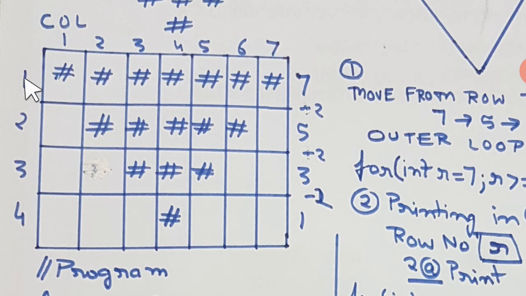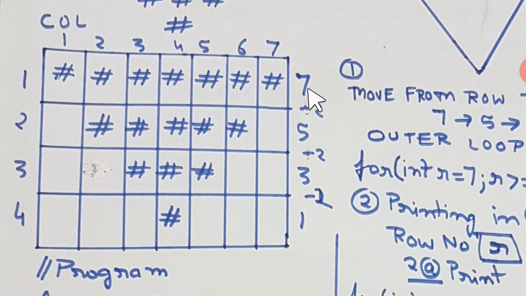In the first row 7 hash symbols have been drawn, in the second row 5 hash symbols are there, in the third 3 hashes, and in the fourth a single hash. And I have written all the numbers for the hashes which have been printed in different rows: 7, 5, 3 and 1. When you observe this, there is a uniformity in change. Initially 7, then 5, then 3 and then 1 hash symbol.